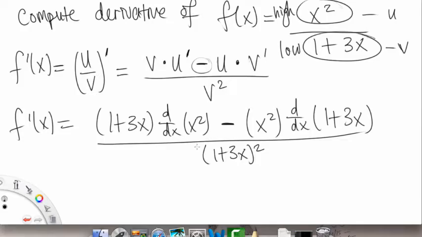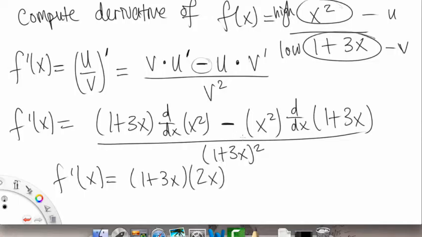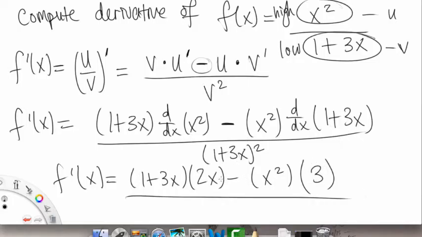Okay, so if we continue here, let's do so. So f prime of x is equal to 1 plus 3x, and then if we derive x squared, that's just going to be a 2x, and then we have minus an x squared, and then here if we derive that, we just get out a 3, okay? And then this is all over a 1 plus 3x squared, okay? So I'll continue simplifying on the next slide.